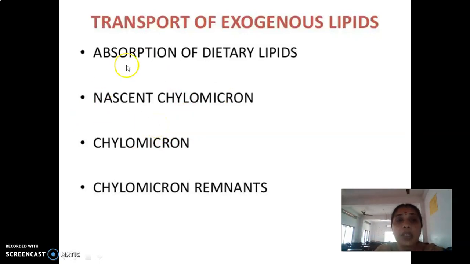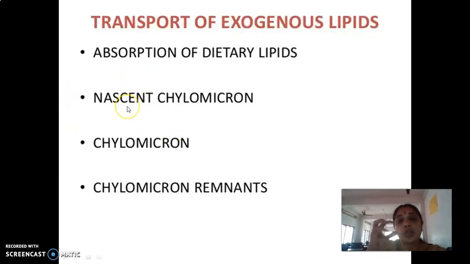So this is known as the nascent chylomicron. Nascent chylomicron contains the TG and the cholesterol esters inside, covered by the phospholipids and free cholesterol. Along with that, there will be rich quantities of ApoB48 and also ApoA. Such a chylomicron we call a nascent chylomicron.